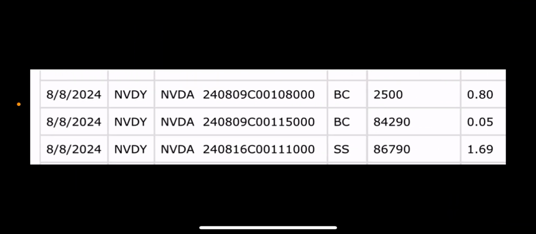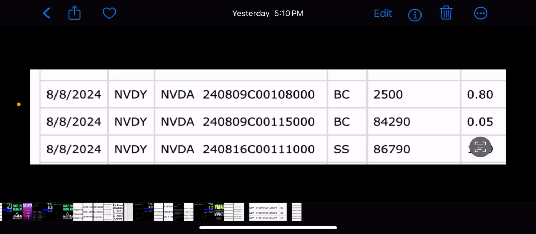Let's move on to NVDY. So nice, 3 trades, quick and easy. 2 BCs, 1 SS. So buy to close, weekly call, 2 of them, and then SS, short sale, sold a call for next week. All right, easy enough. Let's go to the spreadsheet.